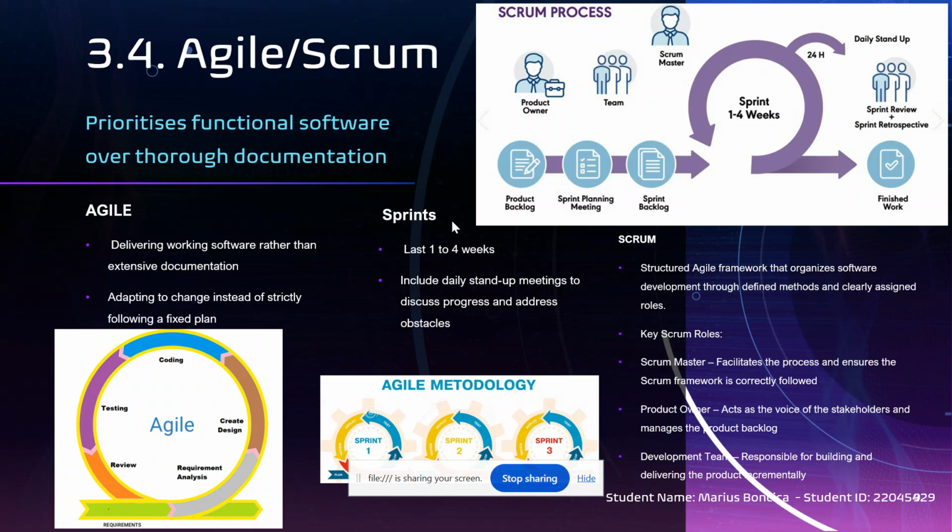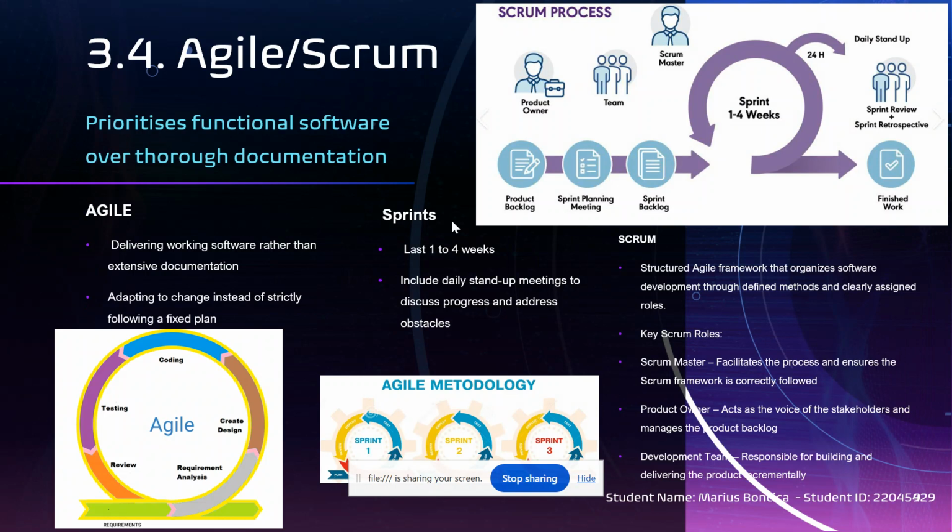Agile is about delivering working software rather than extensive documentation, and adapting to change instead of strictly following a fixed plan. The sprints usually last 1 to 4 weeks and include daily stand-up meetings to discuss progress and address obstacles.